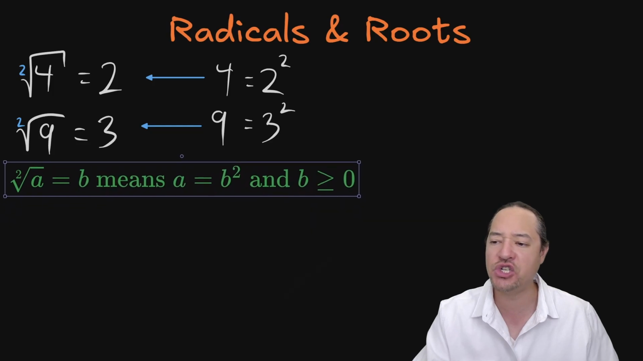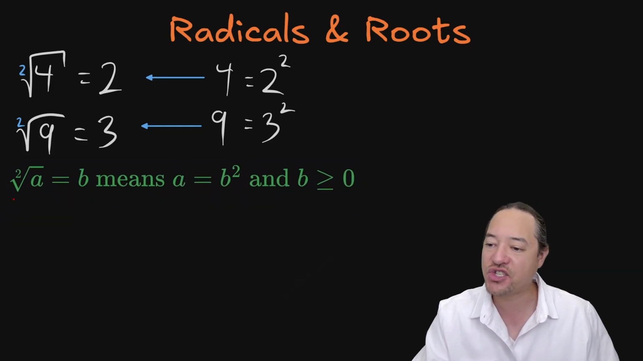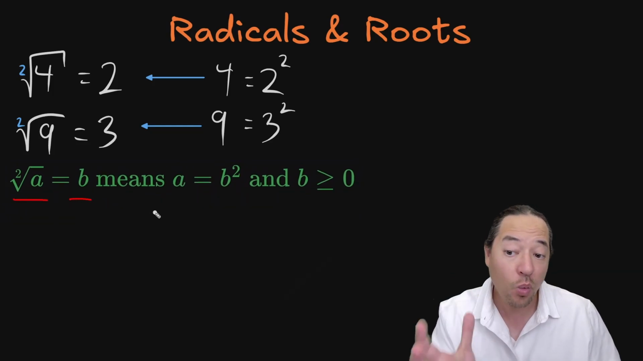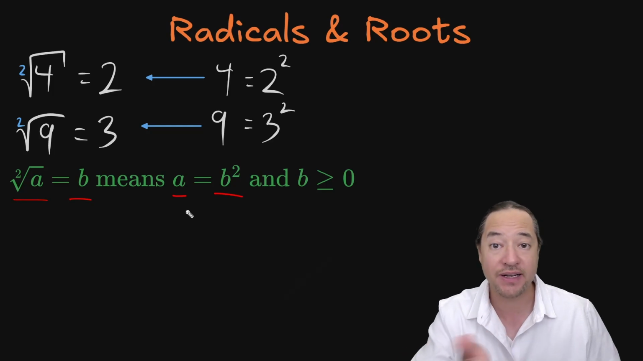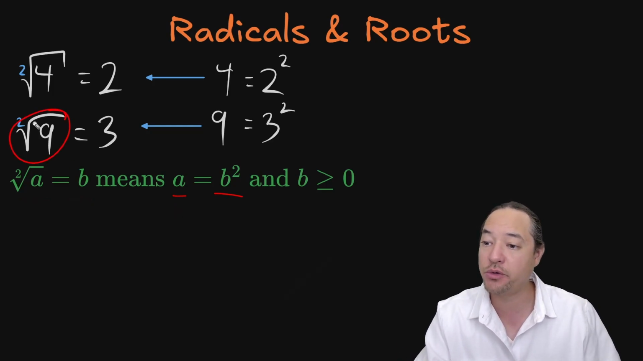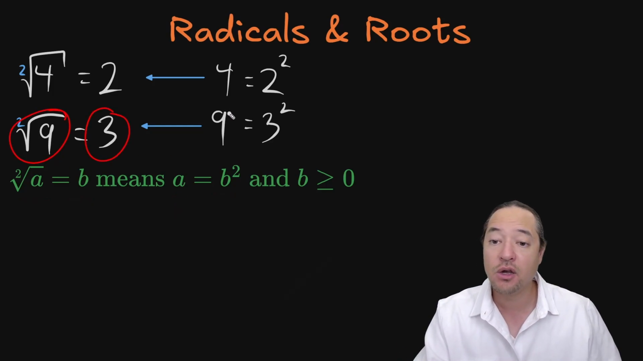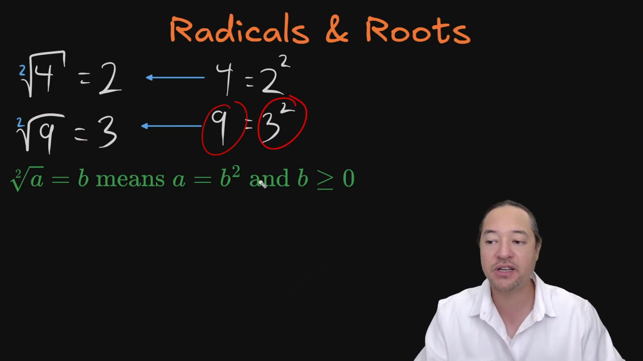So here's sort of the general rule, right? We're saying that the square root of a equals b when a equals b squared. And that's exactly what we have right here, right? The square root of 9 is 3 when 9 is equal to 3 squared. Okay, so that's the general rule here for square roots.